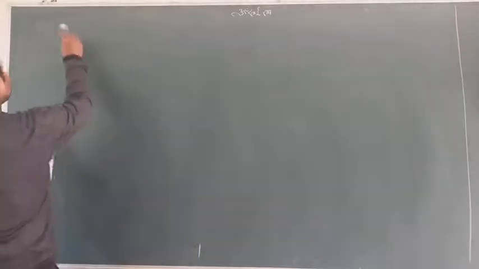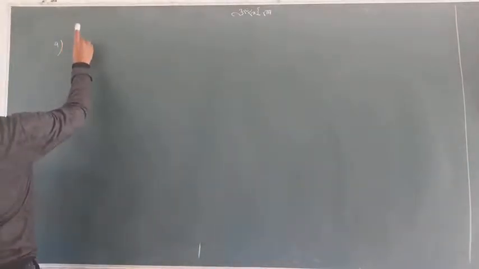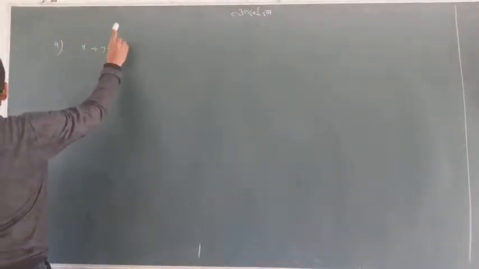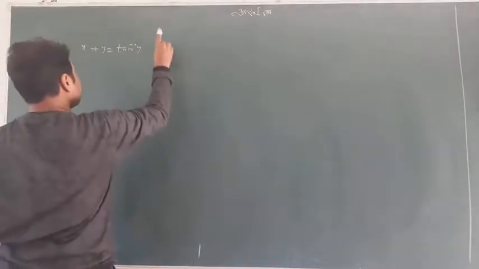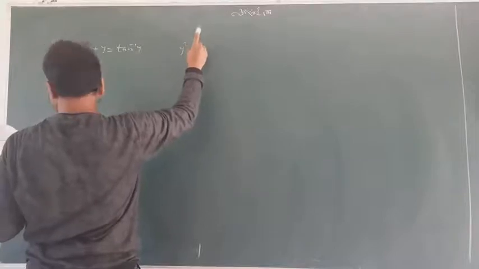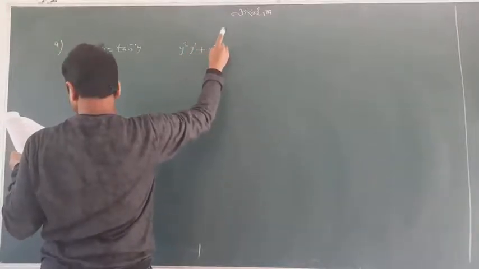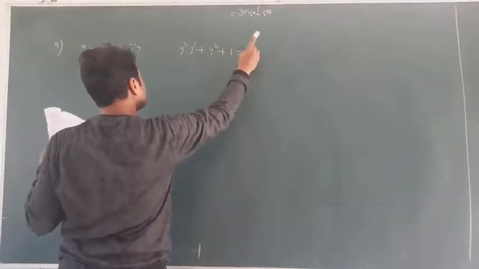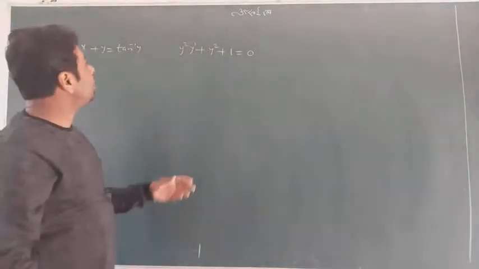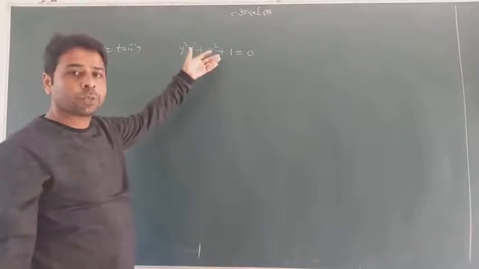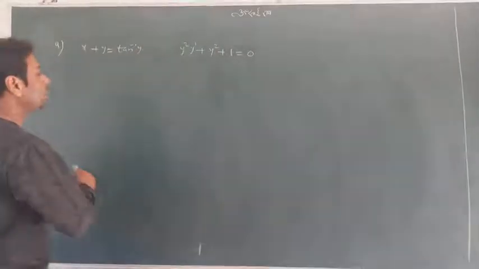Question number 9. I have to take. It is x plus y is equal to tan inverse of y, and aside it is given y square y dash plus y square plus 1 equal to 0. This is the thing I want. So we do try now. As it is, this is the solution, this is the differential equation. I want to verify that. So I'll go with the solution.